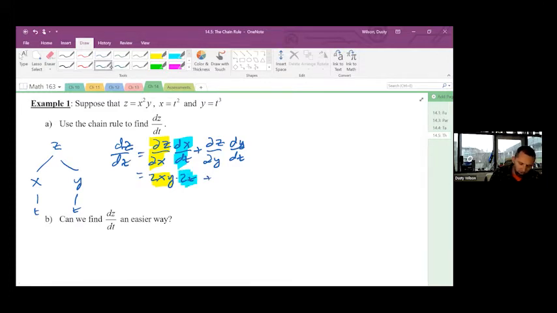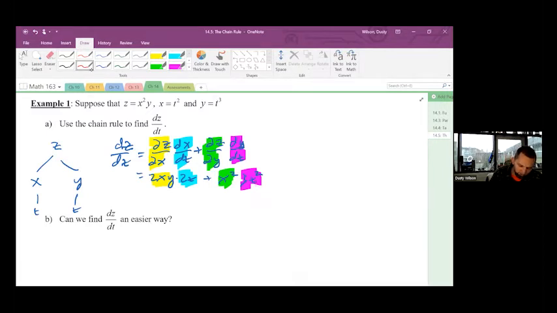And then we need dz/dy, which would be x squared. And then we need dy/dt, which would be 3t squared. At this stage, notice we have x's, y's, and t's, and so we need to write everything just in terms of t. And so we will sub in.